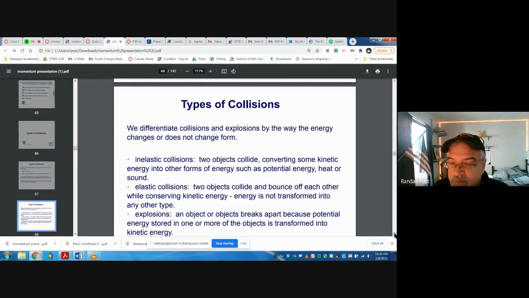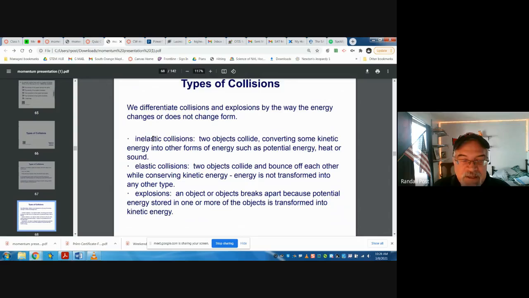All right, here are the terms. Inelastic collisions. Inelastic means the two objects collide in such a way that they get stuck together. And some of the kinetic energy becomes heat or sound, right? You can hear them, or you can actually measure the temperature increase. Elastic collisions, that's when they bounce. Okay, think of billiard balls. They tend to be elastic collisions. They don't stick together.